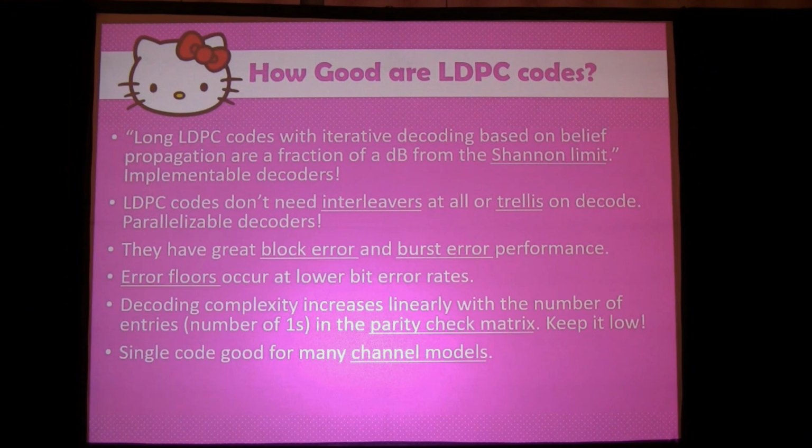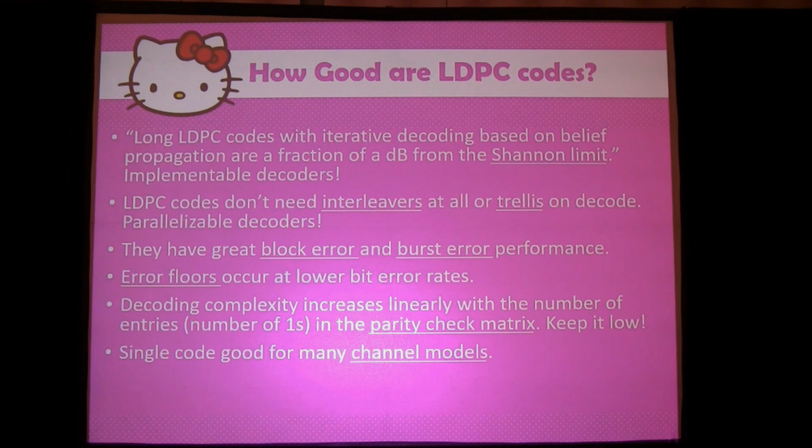One of the foundational things about info theory is that you can get close to the absolute capacity of the channel. It's called the Shannon limit. But we don't guarantee that there's an implementable code. We just tell you that you can get there. They don't need interleavers. They don't need a trellis on decode. That means you can make a massively parallel structure and go kapow.